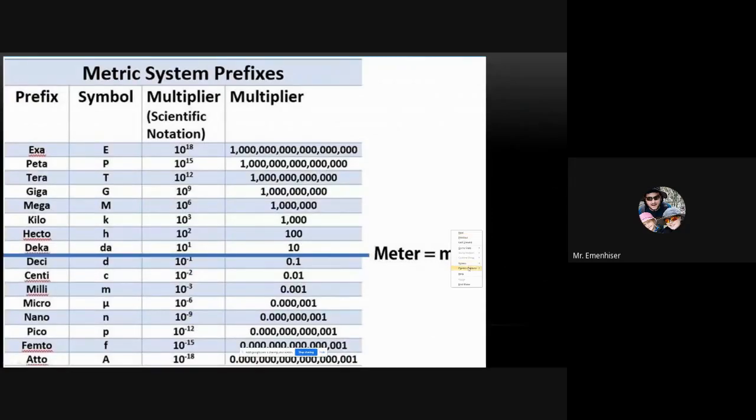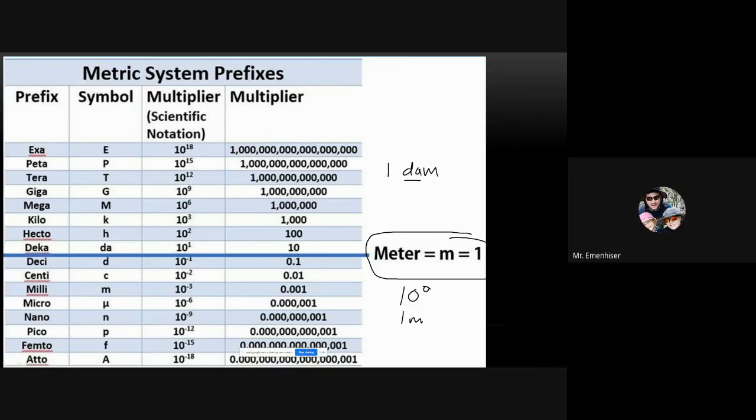So here's 1 meter, 10 to the 0, or just 1 meter. Let's multiply by 10. We get 10 meters, or a decameter. Deca is DA. This is kind of funny: a decameter, if you write it out the way that they did it, is DA and then M. So 1 decameter would be 1 dam. That's kind of funny.